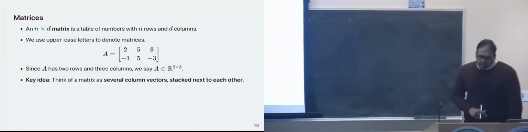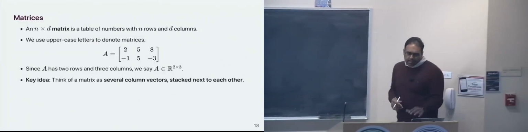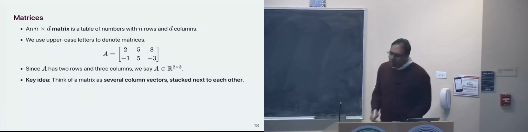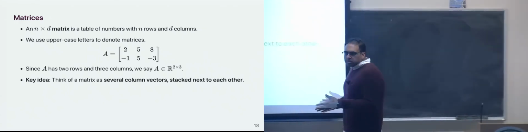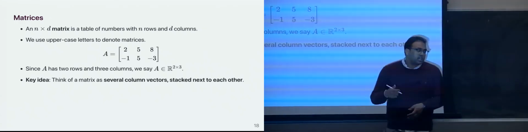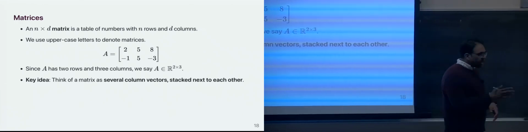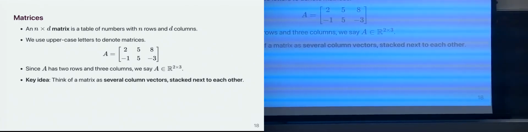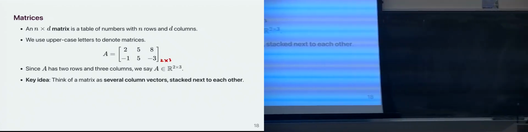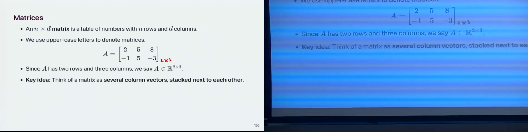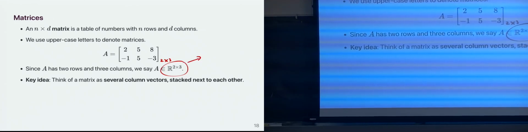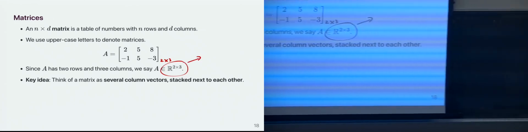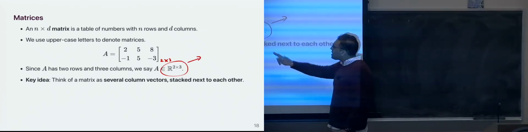Okay? And so, starting from scratch here, what is a matrix? Well, a matrix is just a table of numbers. Okay, and we will say matrices have n rows and d columns. So this is a matrix with 2 rows and 3 columns. And I will call this matrix A. I will say it's in R to the exponent 2 times 3.